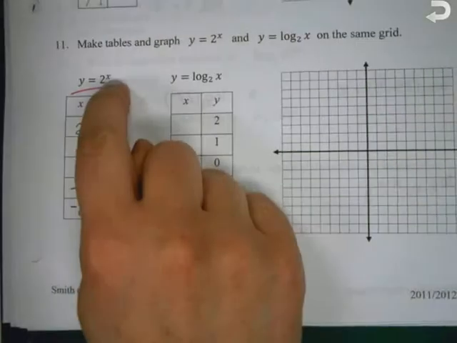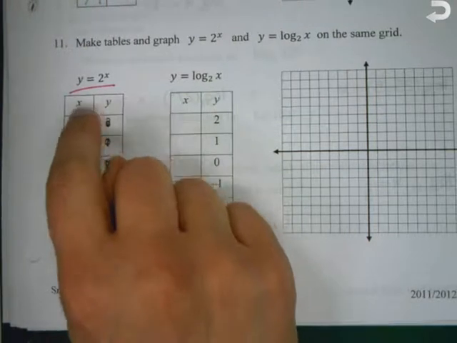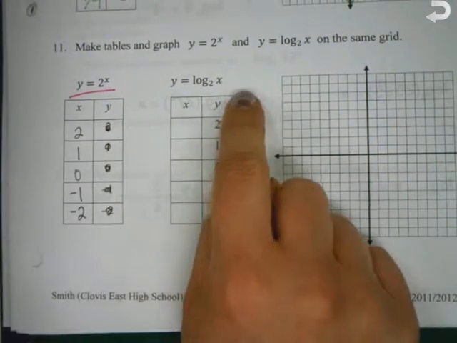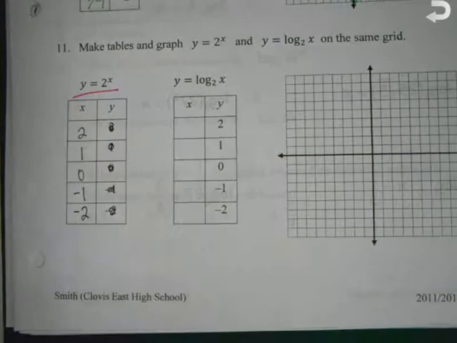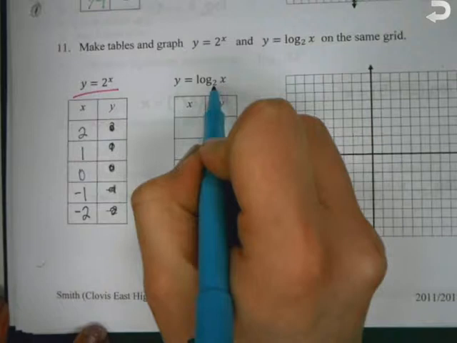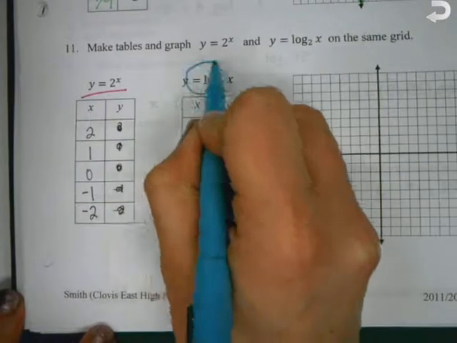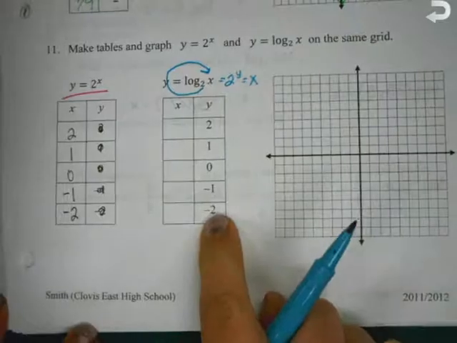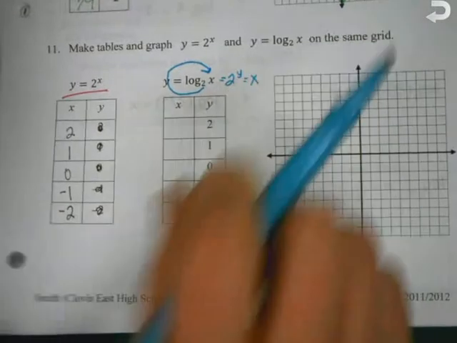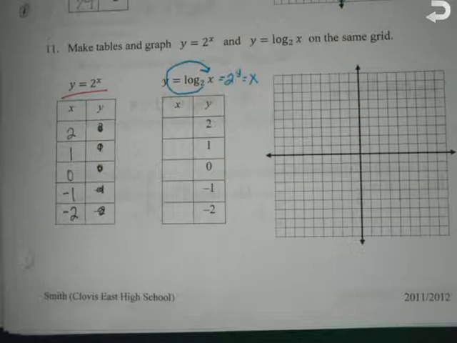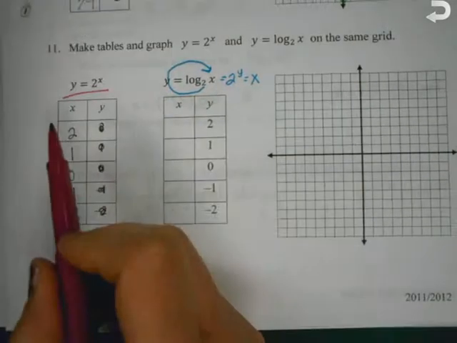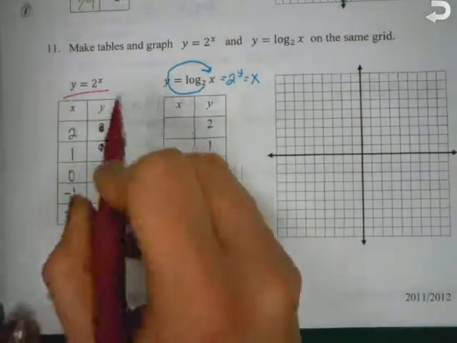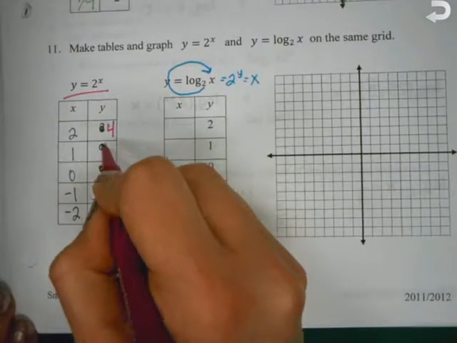Now this one, the first thing we want to do is rewrite this in exponential form. So this is going to be 2 to the y equals x. So I plug in these numbers for y because y is the exponent. And then let's plug everything in. On this one, the pink one, if x is 2, y is 4. 1, 2, 0, always 1, negative 1, 1/2, and negative 2, 1/4. Let's graph that one first.